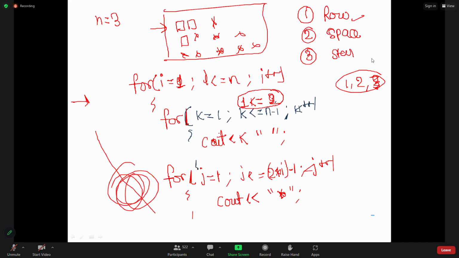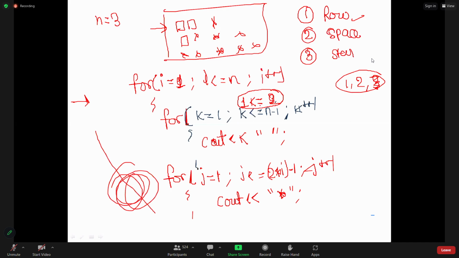3 loops only. 3 tasks, 3 loops. Else you can use the if else condition also. That is also fine, not an issue, but its complexity will be approximately similar, because the if condition will be checked that many times. So here also it will work with the same complexity. So 3 loops only. The first loop for rows, the second loop for spaces, the third loop for stars. That's it. The task has been done.